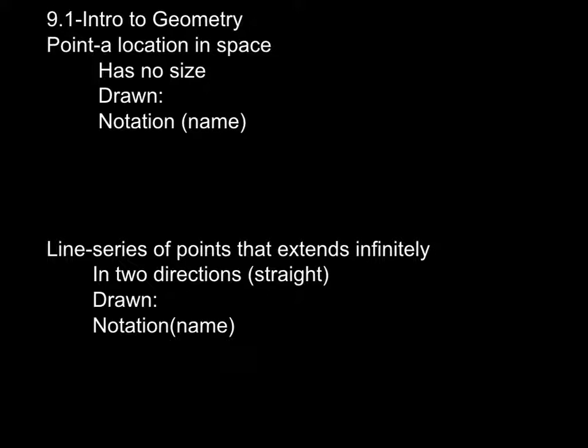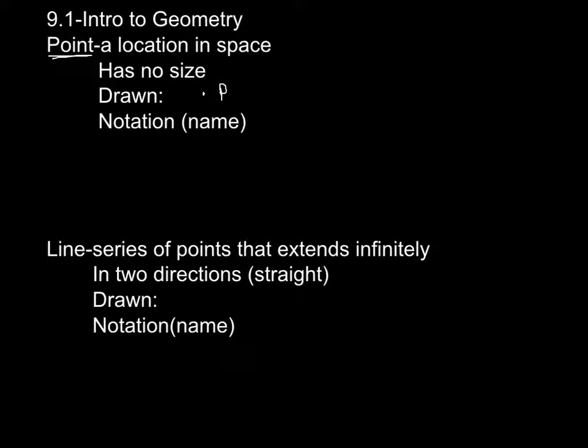So we'll start off with a point. That's our first vocabulary word. It is a location in space. Anywhere in space, it is one location. It has no size. It is just a dot. So how we draw that is we would do a dot, and then usually we'll label it with a capital letter. We can name it P, we can name it A, we can name it B, whatever letter we want to name it, but just make sure it's a capital letter.